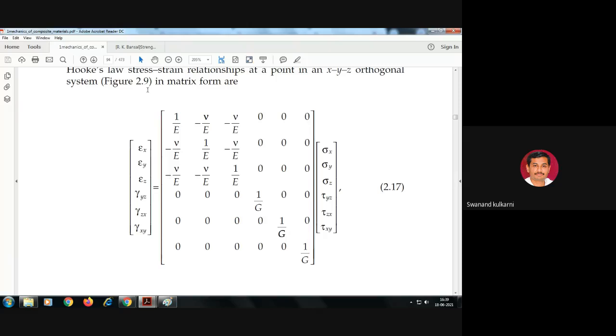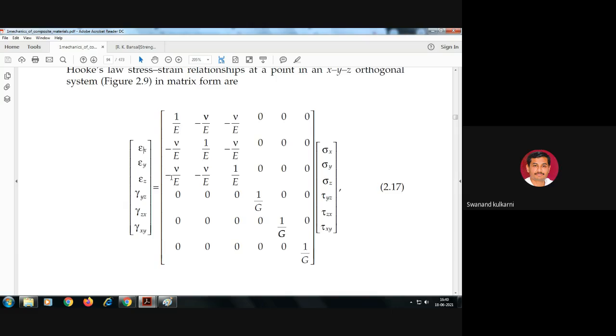Now we are going to identify each and every element. If we are identifying epsilon x only, then I will multiply the first row with the first column. For epsilon y, the second row with this column. Epsilon z, the third row with this column. Likewise, for these three shear strains, the fourth, fifth and sixth rows with this column, we are going to multiply here.